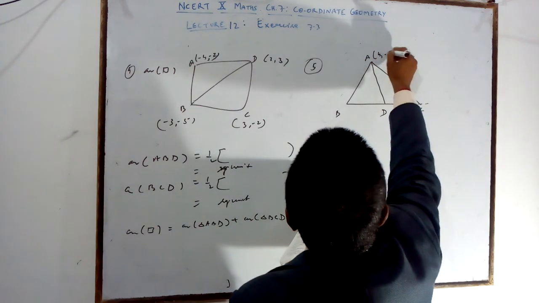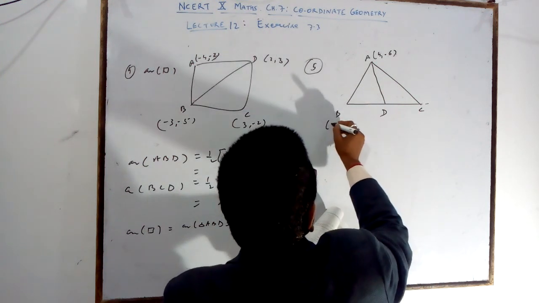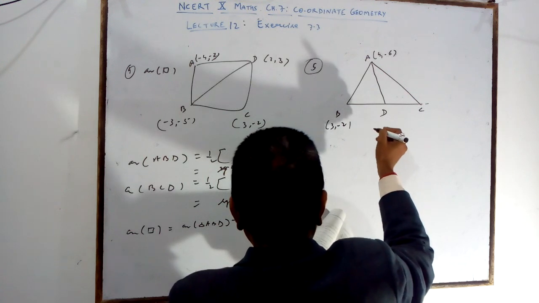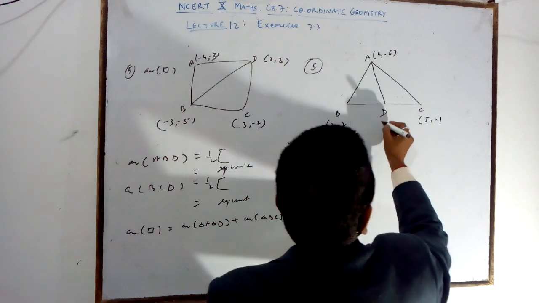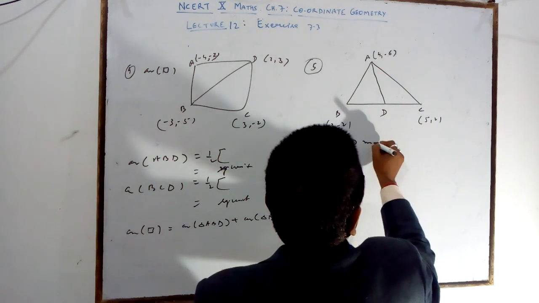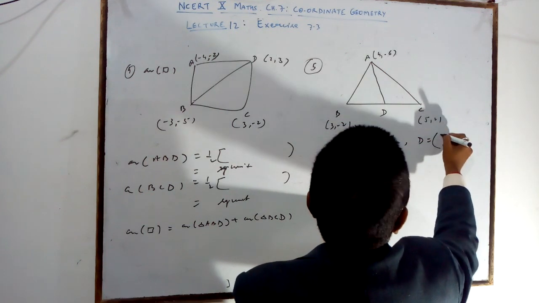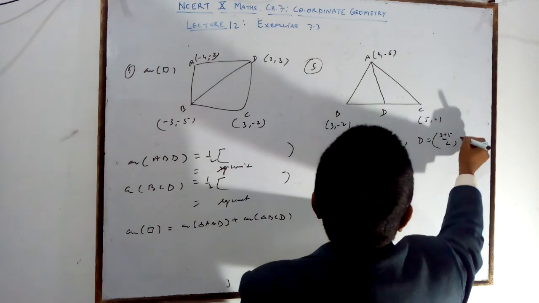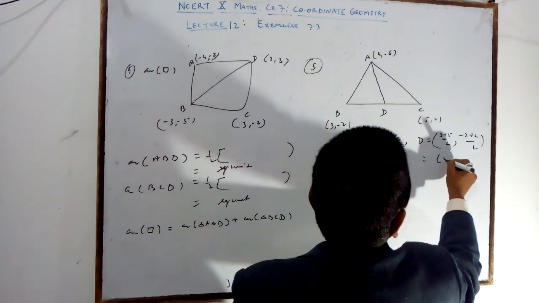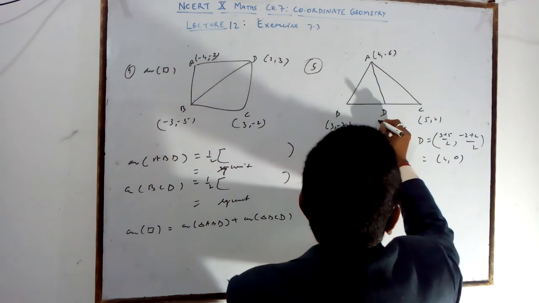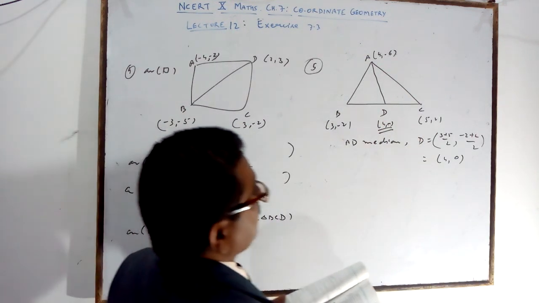A is given as (4, -6). B is given as (3, -2). And C is given as (5, 2). AD is the median. Therefore the coordinate of D will be the midpoint: (3 plus 5) by 2, (-2 plus 2) by 2. What is the coordinate? 8 by 2 is 4, and 0. You get the coordinate of D as (4, 0).